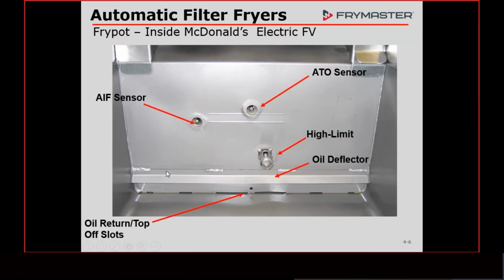This right here, again, is an electric fry pot where we have the ATO probe here. Okay, that's the AIF probe, but the temperature probe on an electric fryer is going to be on the element, and that sits down into the vat.